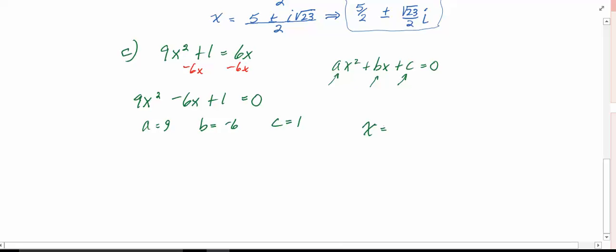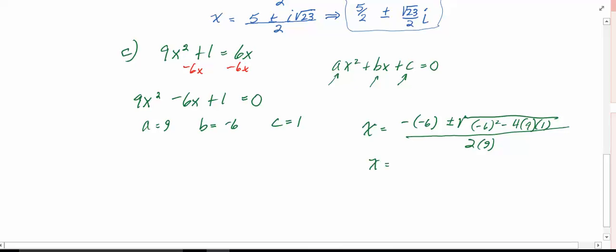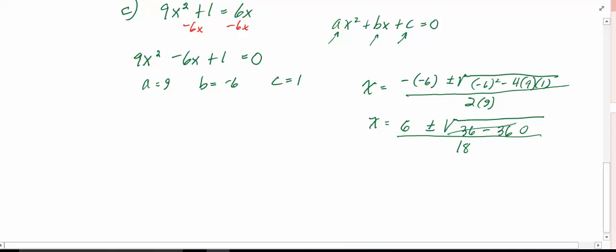Here we go. That's going to be negative negative 6, so 6, plus or minus the square root of negative 6 squared minus 4ac, all over 2 times 9, which is 18. That's going to be 36 minus, look at that, 36. I have 36 minus 36 is 0. What is the square root of 0? Well, the square root of 0 is 0. So I have 6 plus or minus 0 over 18.